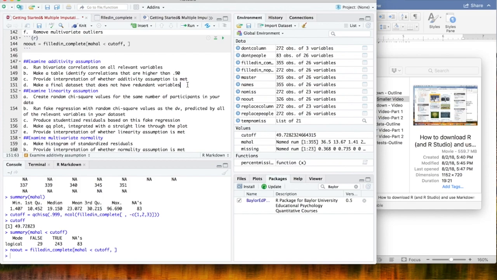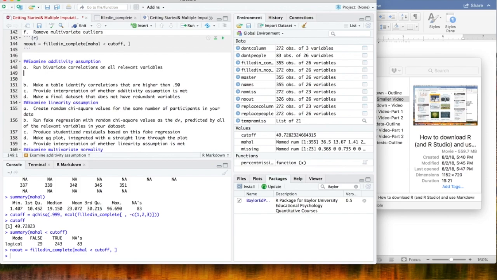So this guide is basically a global screen of assumptions. It's not specific to any one analysis, and so we're going to make a quick regression and get the relevant indices. So back to additivity. If you don't want variables that are too similar to each other, what we can do is run bivariate correlations on all relevant variables. If they are correlated too strongly with one another, you could combine them or just dump one of them, essentially.